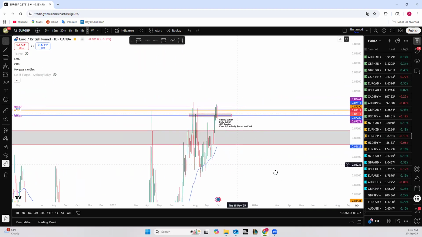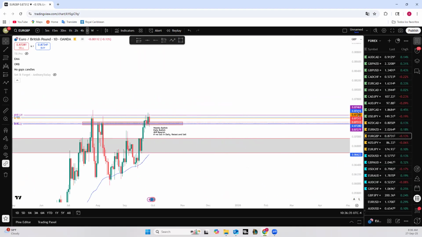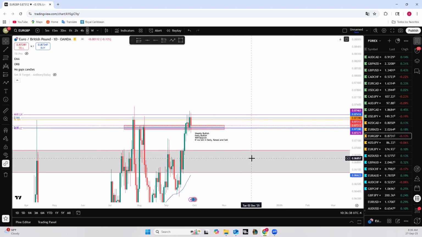We shift structure daily, retest and sell, but yeah, I'm not pretty sure on this one. I think it's gonna take some time, and it's a bit choppy here. So yeah.